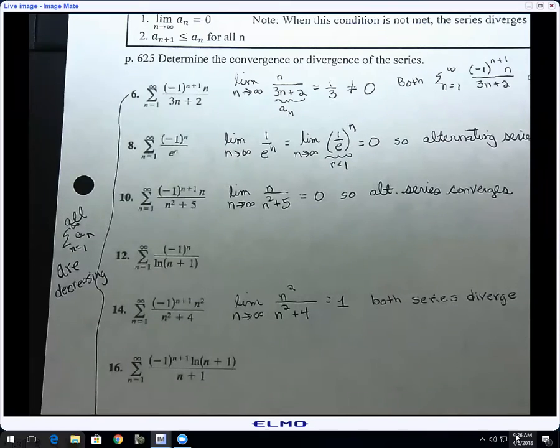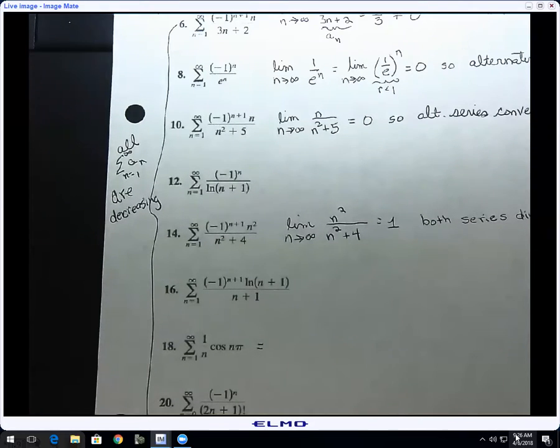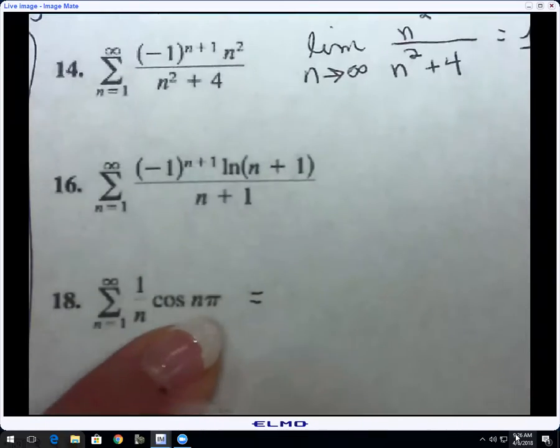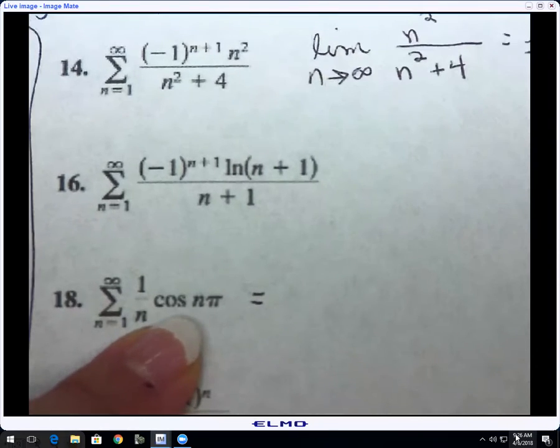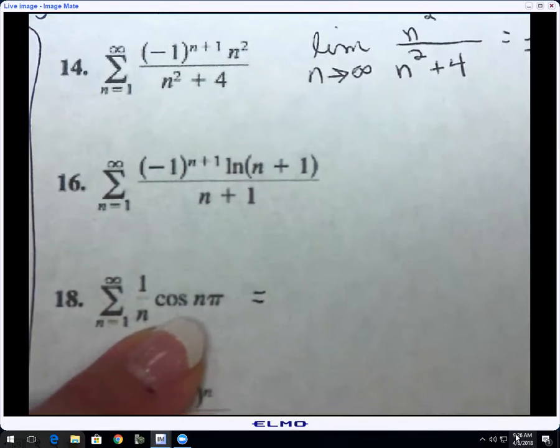Oh, 18 is interesting because I don't see how it belongs in this section. It doesn't have the (-1) to the something in parentheses to either n or n plus 1. What's it doing here? This is cosine of whole pies. What is cosine of whole pi? Always either 1 or -1. That's where the alternating part comes in.